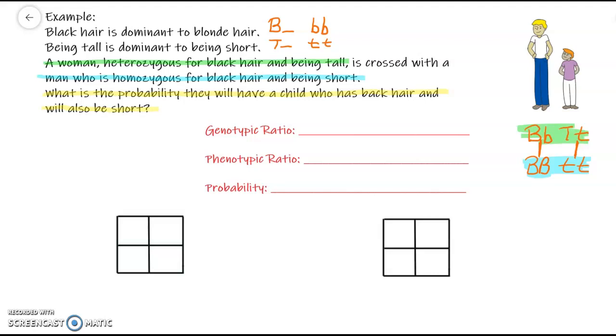So you can see I've already taken the time to highlight a lot of the portions of the problem that we generally need to do first before we try to answer the problem. I've already up here given some symbolism. I highlighted in green a woman heterozygous for black hair and being tall, and I wrote her genotype over here. She's going to be crossed with a man who is homozygous for black hair and being short. This is his genotype right here.